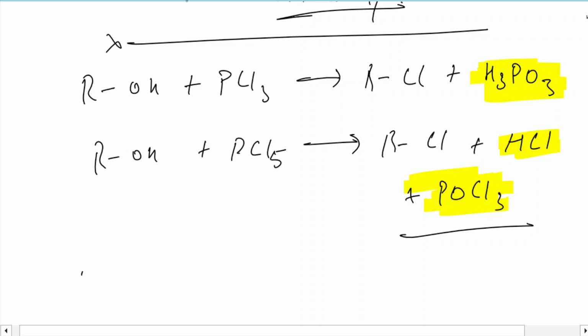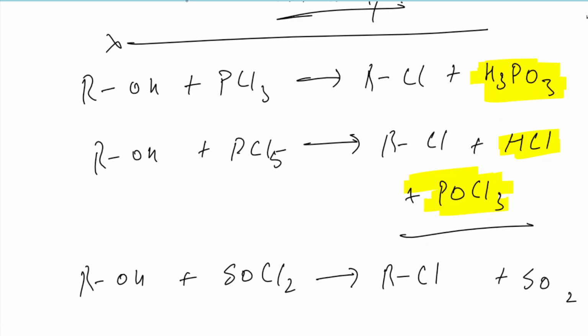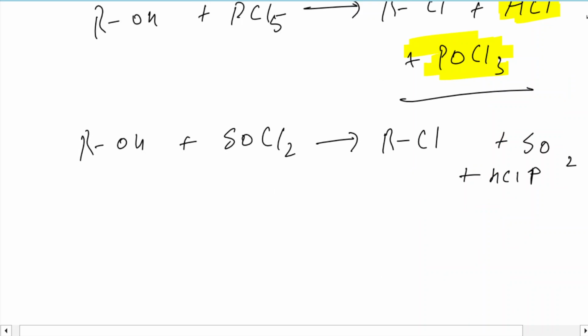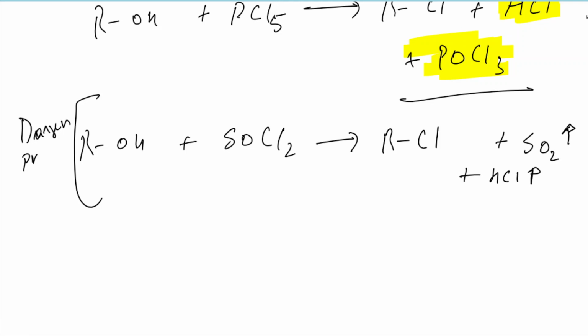Next to this is ROH. When reacted with SOCl2, this forms RCl plus SO2 plus HCl. Here, this reaction is also important because this is a named reaction, that's Darzens process. But being a named reaction is not the reason for its importance. The reason for its importance is the gaseous products.